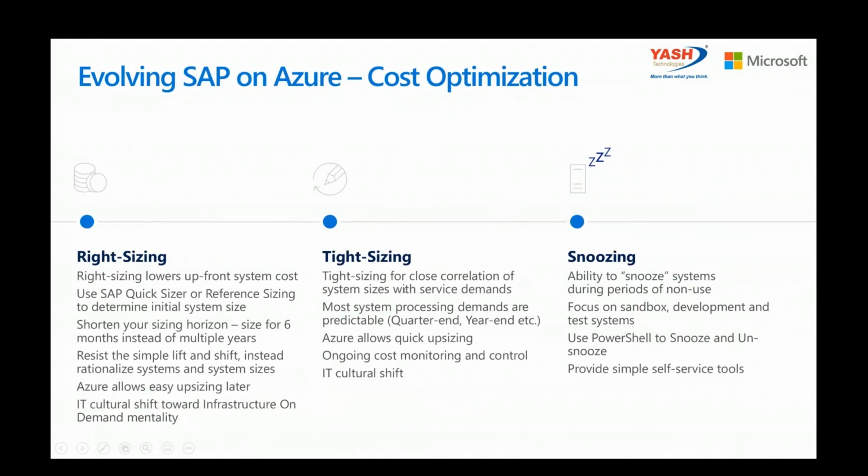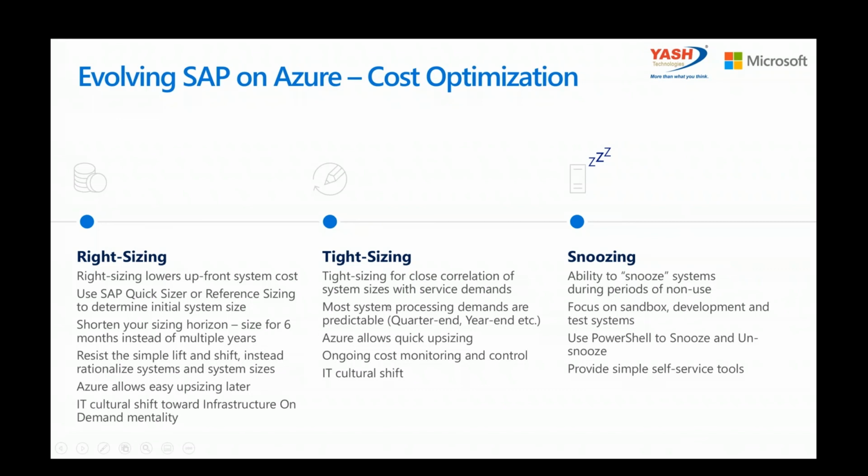To further optimize the cost, there are 3 concepts here. Right sizing would be the concept of sizing your SAP system exactly to how you are going to use it on the cloud. This is opposed to an on-prem approach where you would need to oversize a server due to the upfront investment, to last for at least 3 or 5 years. But in the cloud, it's a totally different model.